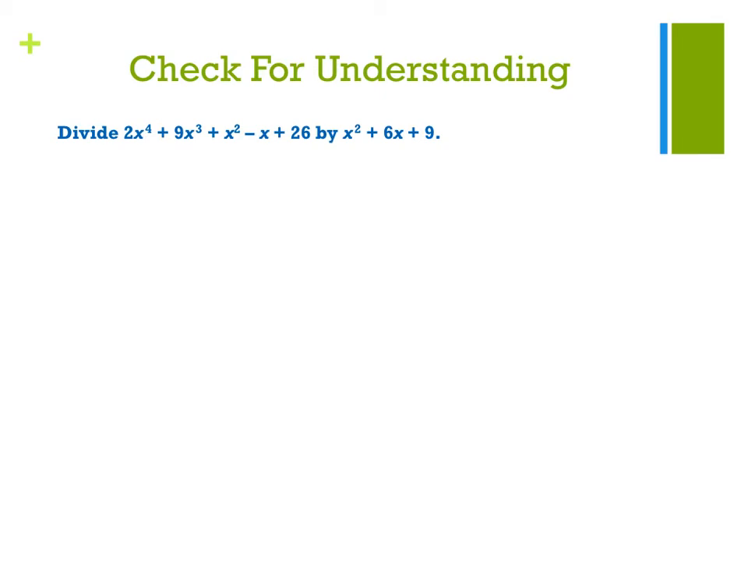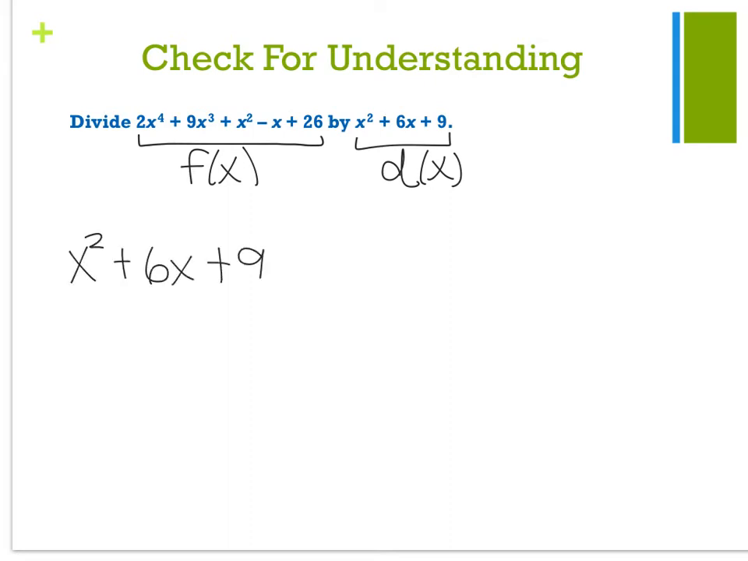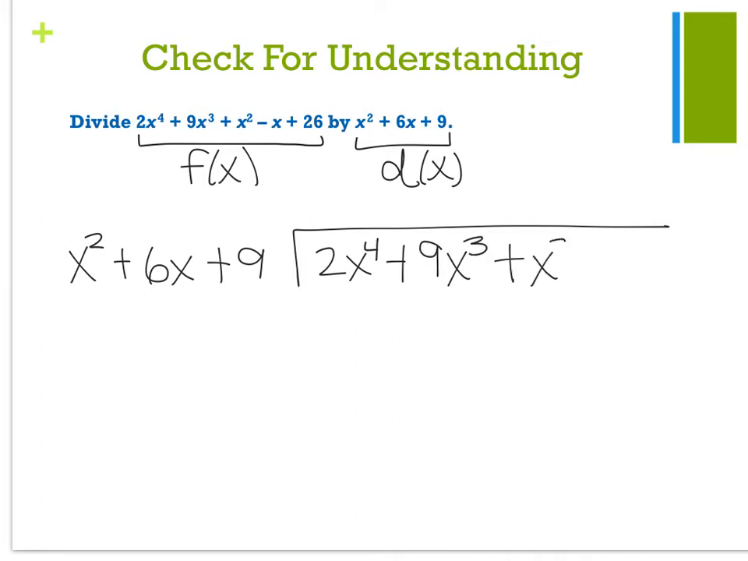Okay, so in the last example, we were asked to divide the polynomial 2x to the 4th plus 9x cubed plus x squared minus x plus 26 by x squared plus 6x plus 9. So this is our divisor, this is our function, which is our dividend, and we can go ahead and divide x squared plus 6x plus 9 into our dividend, which is 2x to the 4th plus 9x cubed plus x squared minus x plus 26.